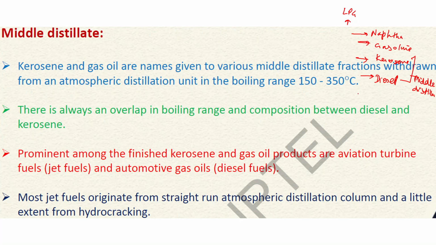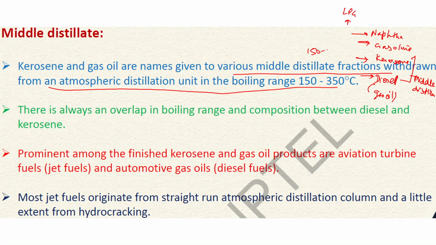Kerosene and gas oil, diesel oil is also called gas oil, are names given to various middle distillate fractions withdrawn from an atmospheric distillation unit in the boiling range of 150 to 350 degrees C. So this kerosene is from 150 to 250 degrees C, and this diesel is from 250 to 350 degrees C. There is always an overlap in boiling range and composition between diesel and kerosene.